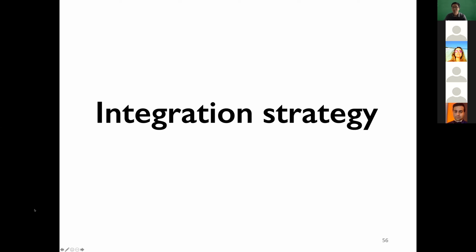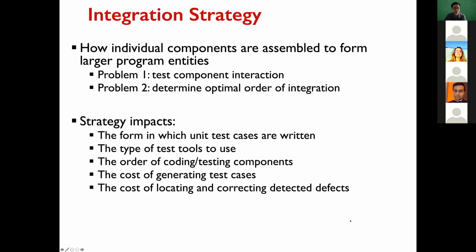So after we test the units, how do we integrate them together? Basically, we have two problems. The first problem is how to test the component interaction. The second problem is how to determine the optimal order of integration. We'll talk about how we solve these two problems.